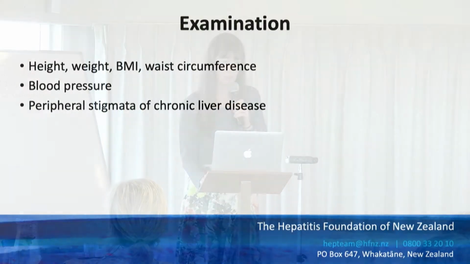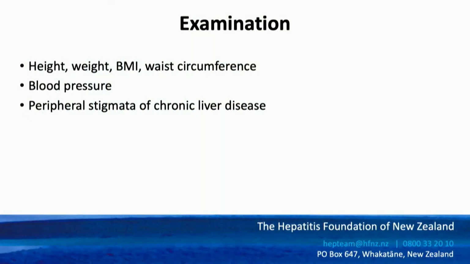In terms of the peripheral stigmata of chronic liver disease, as I touched on yesterday, that is really only going to identify people with established cirrhosis. So it's a good thing to keep in mind, but the absence of cirrhotic features doesn't reassure me that there's nothing wrong. So it's only a minor component.